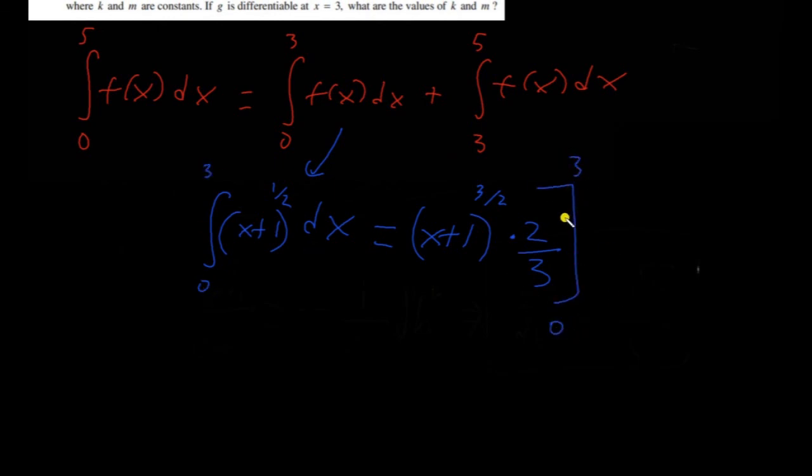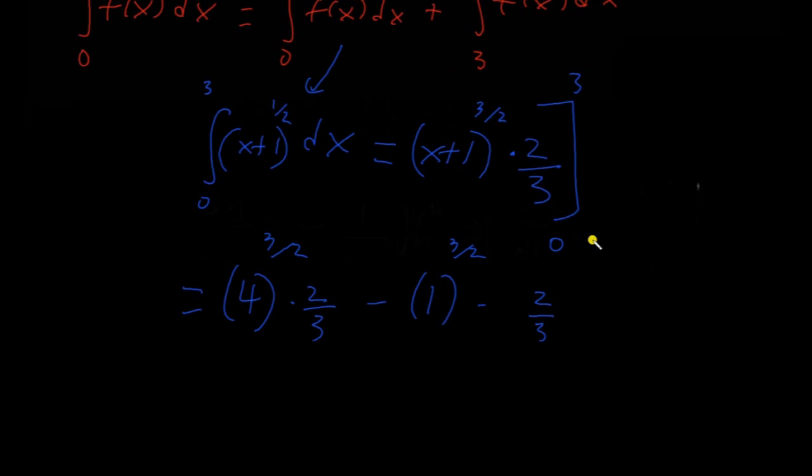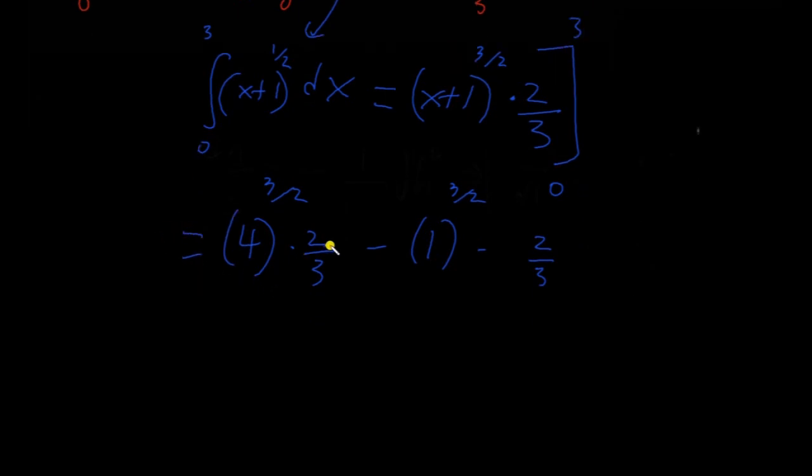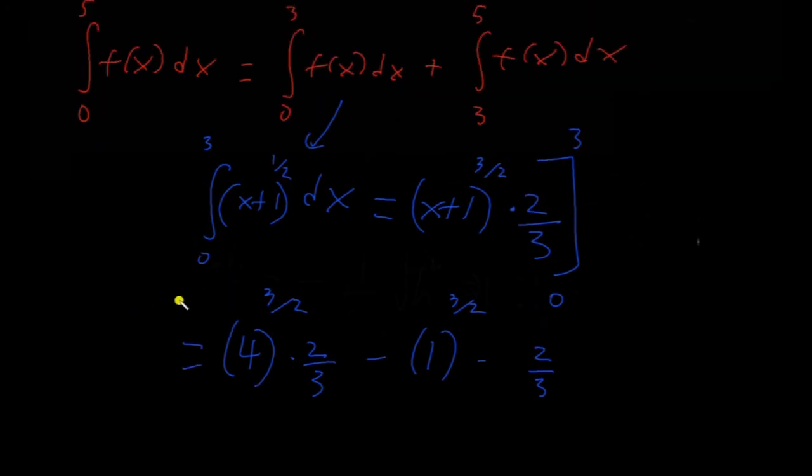Okay, so now we need to plug in some numbers here. So we plug in 3 here, we'll get 4 to the 3 halves times 2/3, minus, plug in 0 here, we'll get 0 plus 1 is 1. So 1 to the 3 halves times 2/3. Okay, and I don't really want to simplify this, so I'll just leave it as is. I'll bubble this in, I guess. That's going to be part 1 of our answer, right?